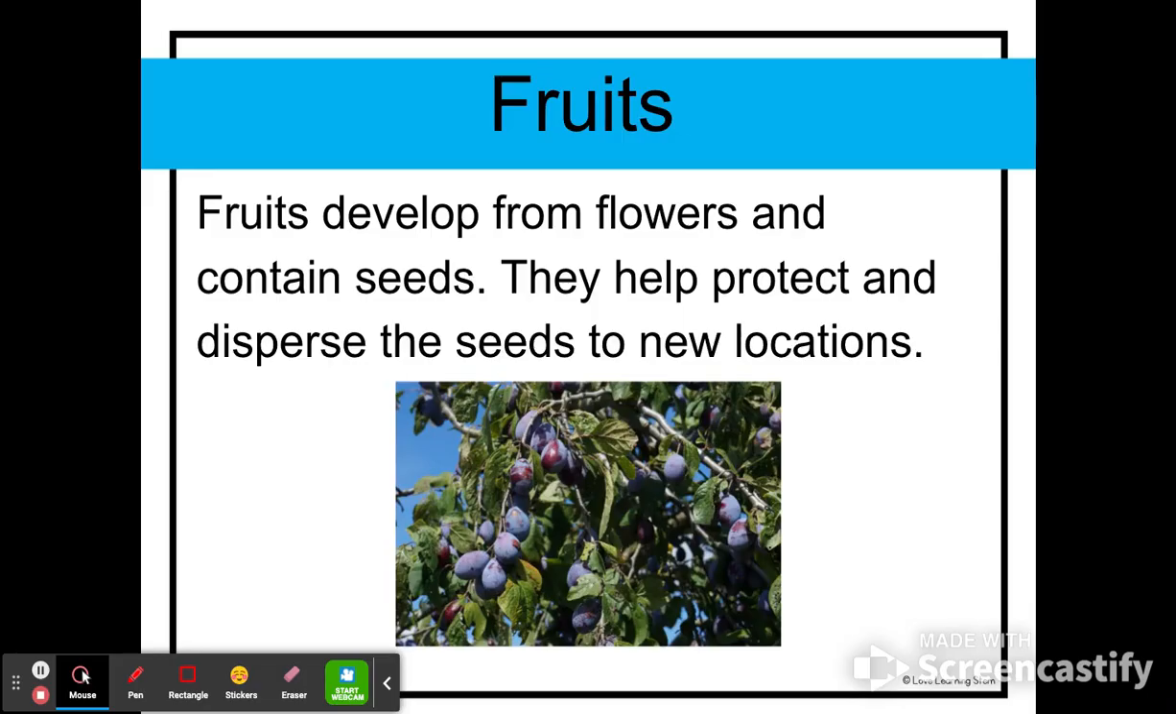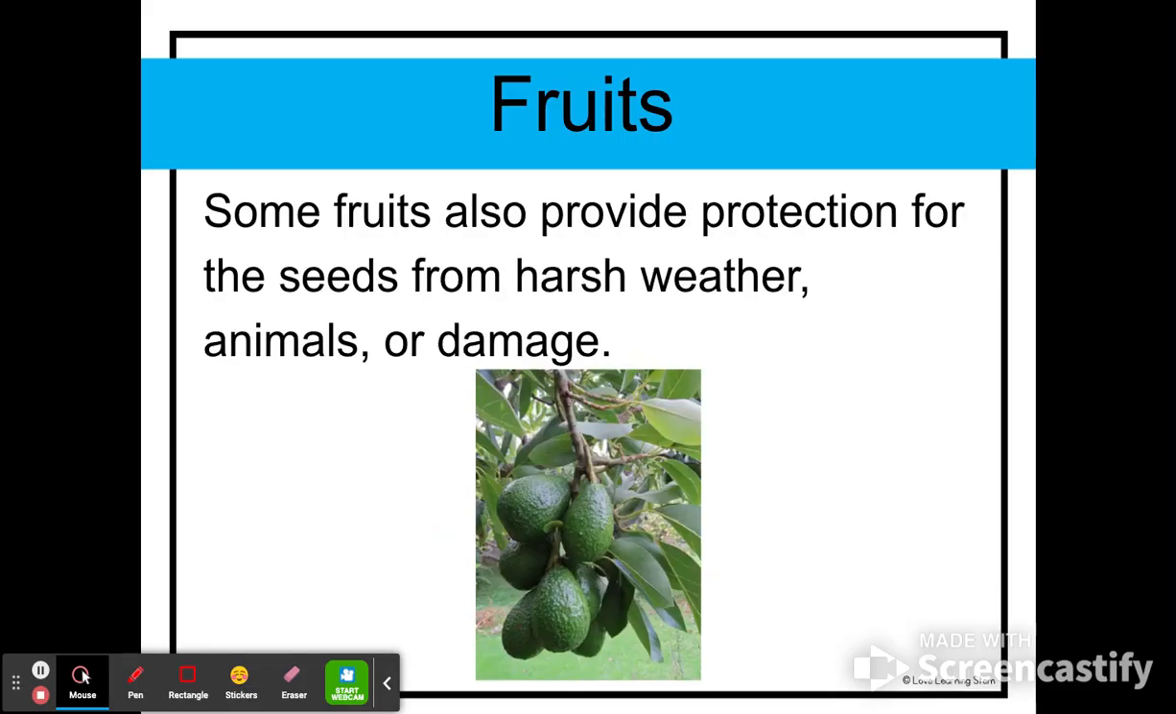Plants also can have fruits, another external structure. They develop from flowers and they contain seeds. They help protect and disperse the seeds to new locations. Some fruits also provide protection for the seeds from harsh weather, animals, or drainage damage. And you can see that in the avocado because you know that an avocado has a large seed inside, but it has a protective hard shell on the outside.